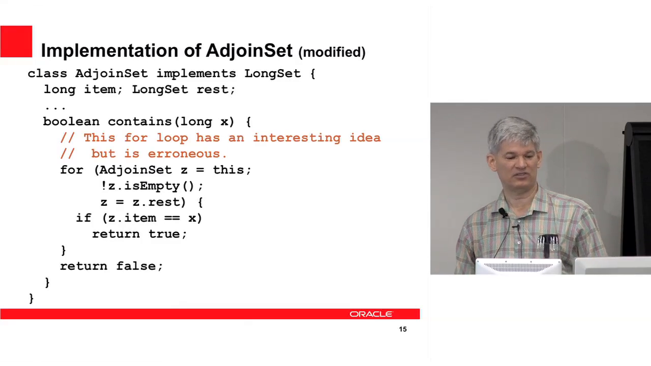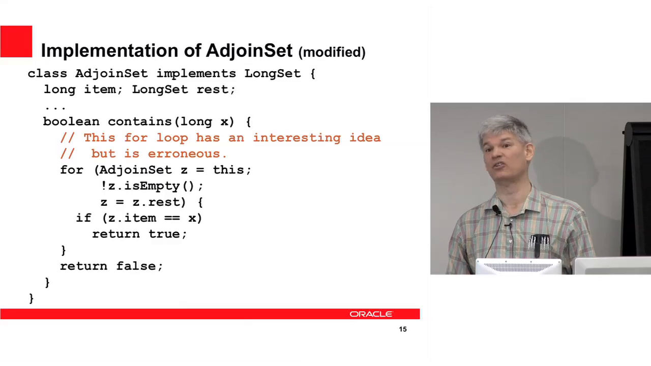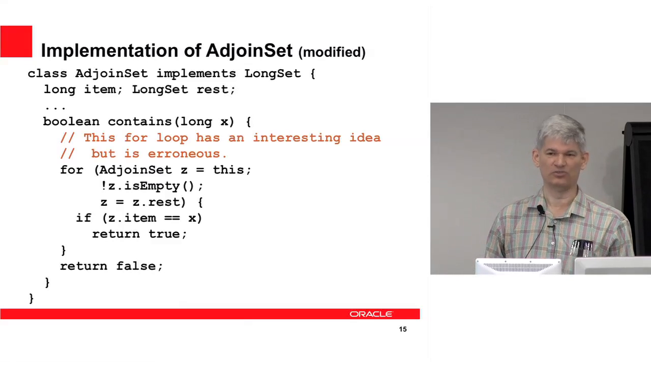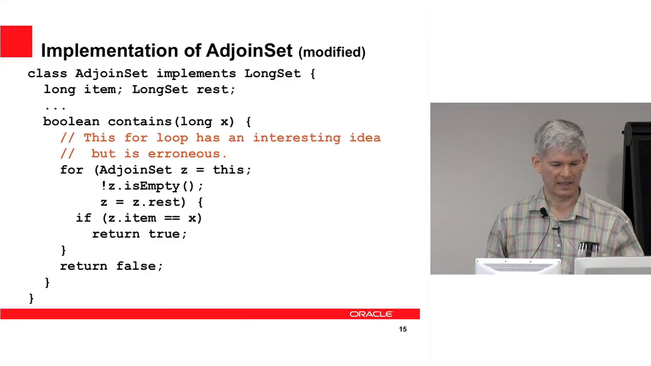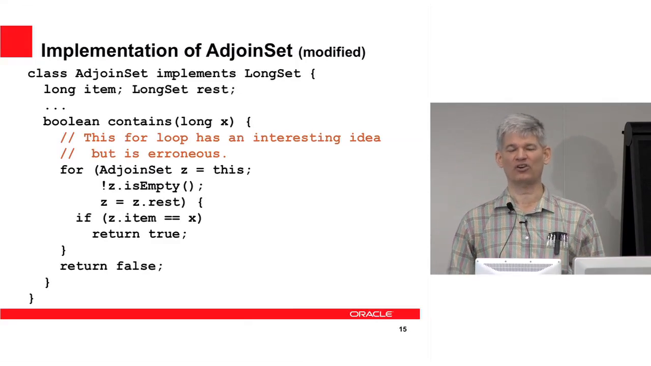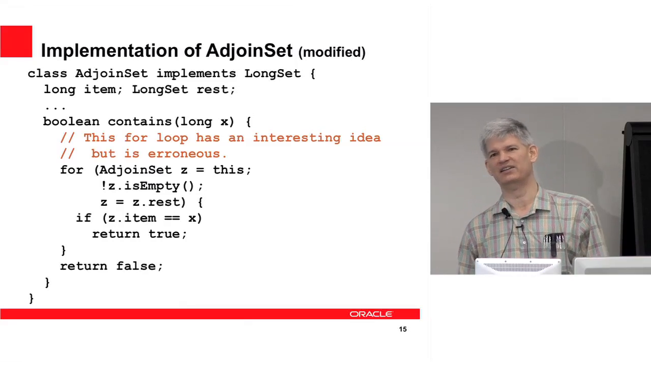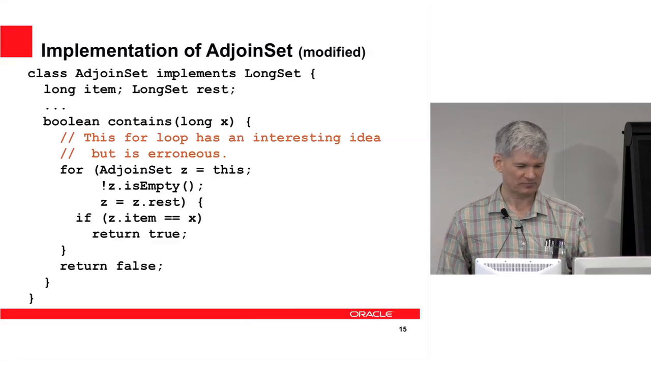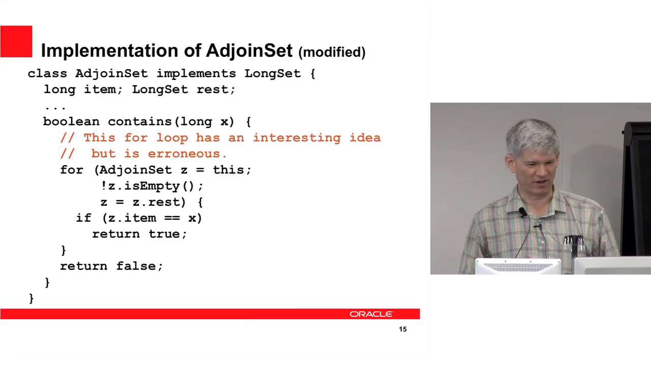you see that the type of rest is not AdjoinSet, it's LongSet, which is a bigger type. So that update of z equals z.rest has a type error in it. To fix that type error, you have to take all those other possible implementations of LongSet into account, including the ones we haven't implemented yet, including the ones that the guy in New Zealand or India is going to implement tomorrow that I haven't thought of. I just picked those as places that happen to be far from me.